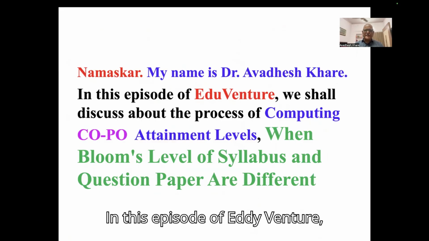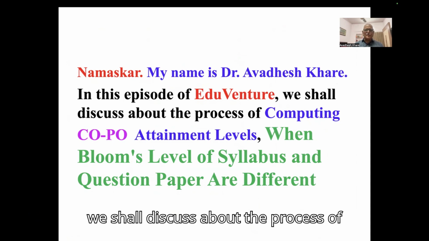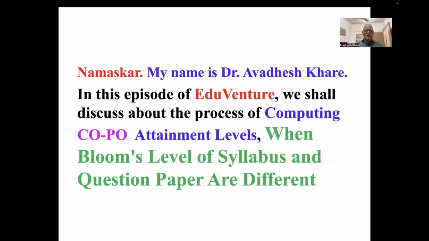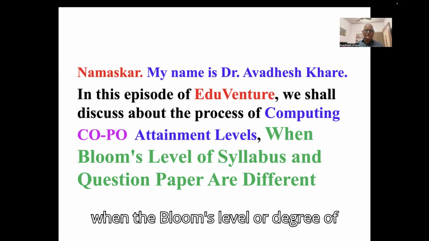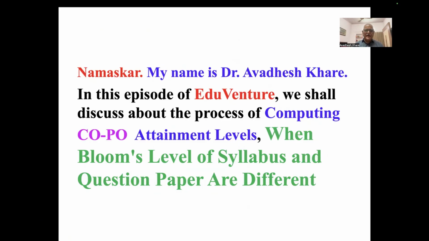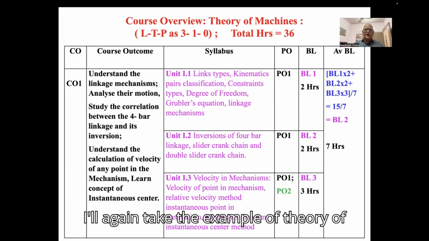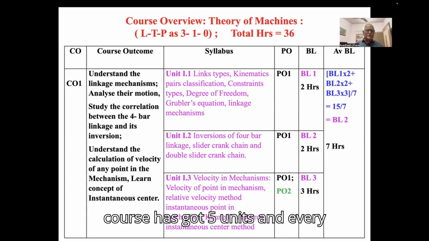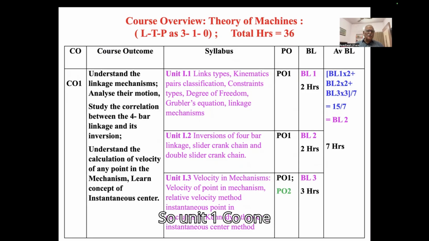In this episode of EduVenture, we shall discuss the process of computing CO-PO attainment level when the Bloom's level or degree of difficulty level of the syllabus and the question paper are different. I'll again take the example of theory of machines. The theory of machines course has 5 units and every unit has one CO. So unit 1, CO1, is given in the second column.